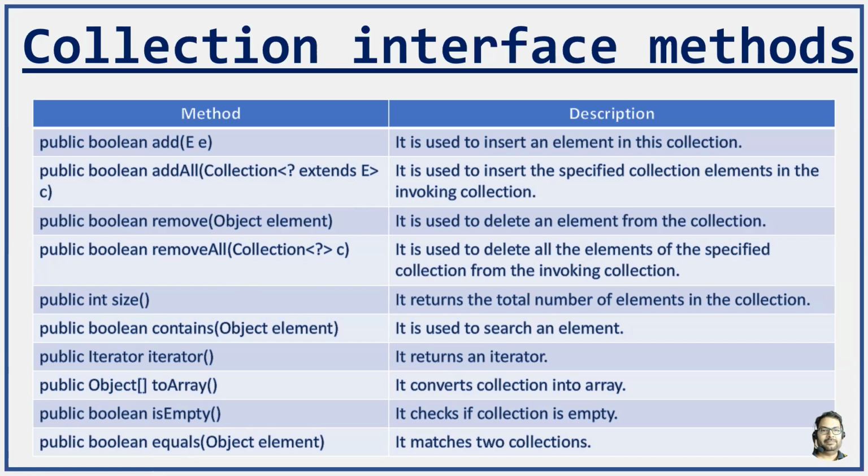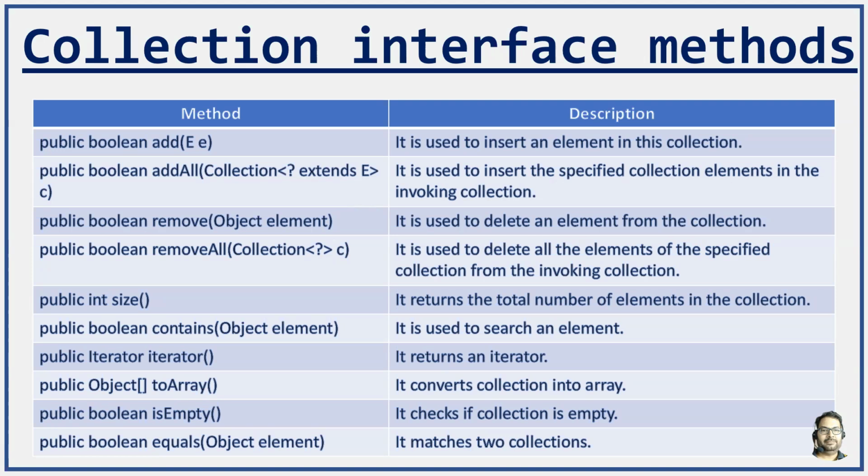Then we have a size method. It returns the total number of elements in the collection. Then we have contains, and it is used to search an element. If you want to search for any element, you can call the contains method on your collection. And as I discussed, this is very important: the iterator method. It returns an Iterator instance, which is something like a cursor, so that you can use that cursor to iterate your whole collection.